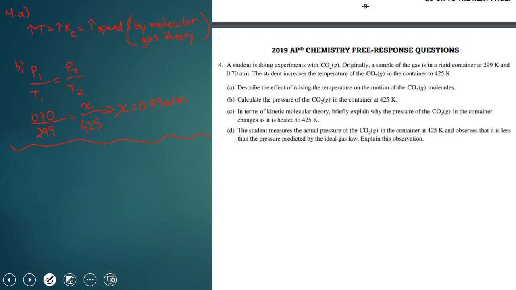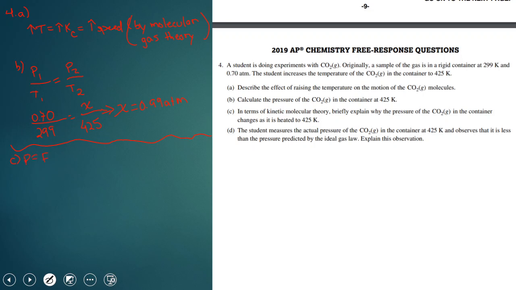Okay, so question number C. In terms of kinetic molecular theory, or the molecular gas theory, briefly explain why the pressure of the CO2 gas in the container changes as it is heated to 425 Kelvin. Okay, this one, if you've taken a little bit of physics, might help. What exactly is pressure?